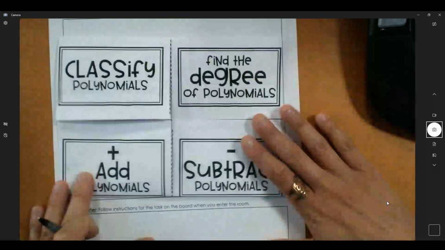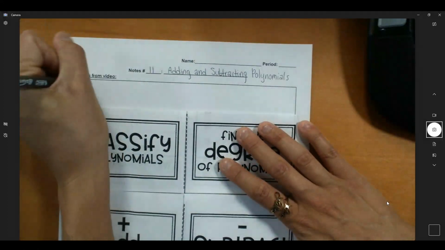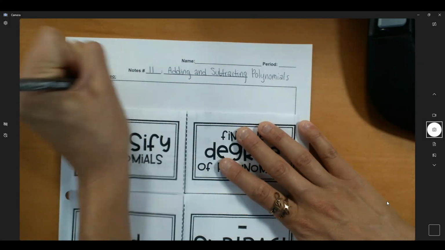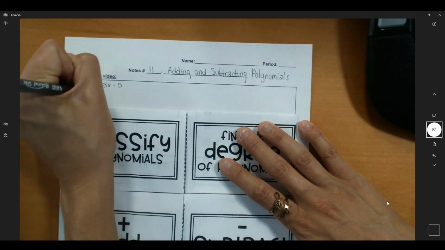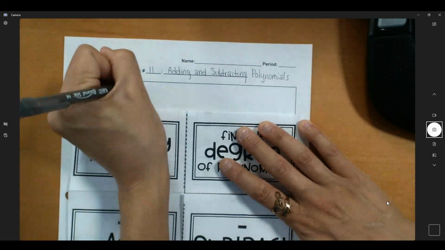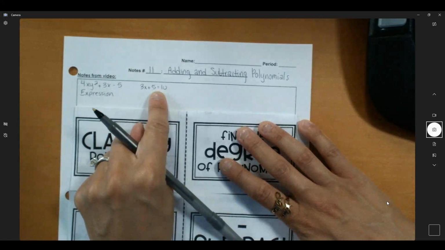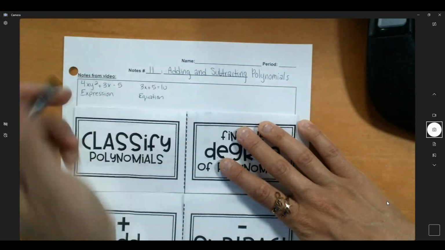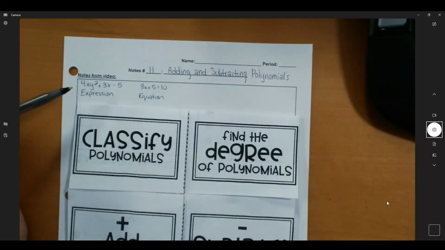Okay, so you want this to be here. We only have a little bit of room right there. Okay, so 4xy squared plus 3x minus 5. This would be considered an expression. And something like this, 3x plus 5 equals 10. Since it has an equal sign, this is an equation. Okay, so you need to know the difference between those. We're going to have a lot of expressions that we're talking about with adding and subtracting.